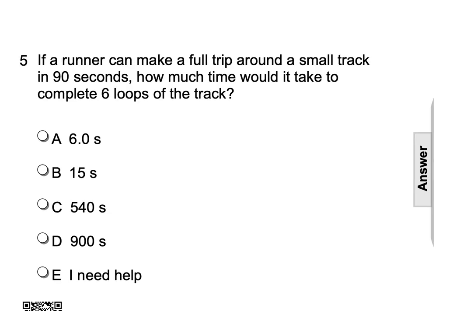Okay, this one: a runner can make a full trip around a small track in 90 seconds. Well, that one full trip is 1 revolution if you're going around a circular track, and so that is the period, the time it takes to do 1 revolution. How much time would it take to do 6 loops if you keep on with the same circular speed?